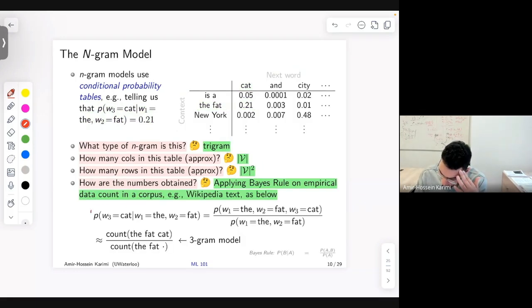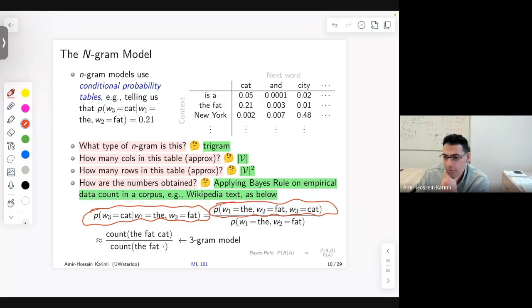So I say the probability or the likelihood of cat following the context the and fat is the joint probability of the fat cat sequence being found, which I said was like 50,000 times, over the fat anything. And that gives me one of the values within the table. And then I repeat this process over all the size of the table that I have.